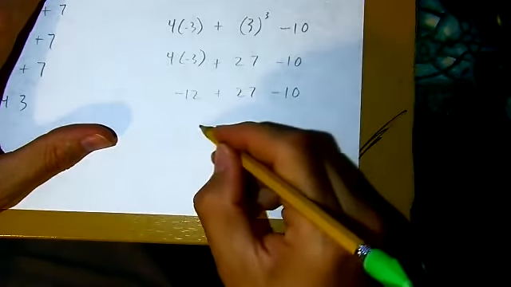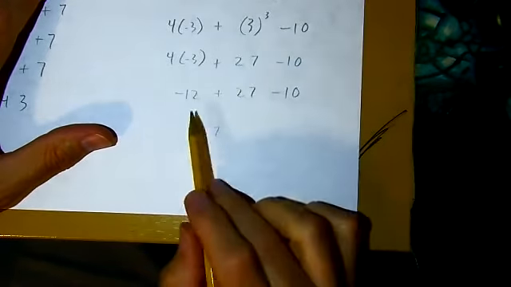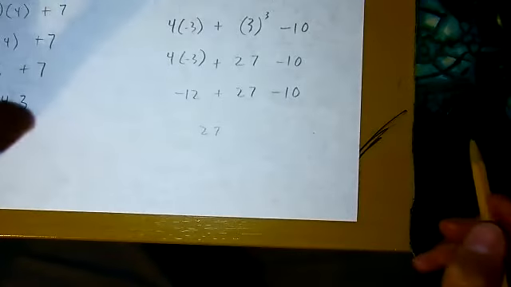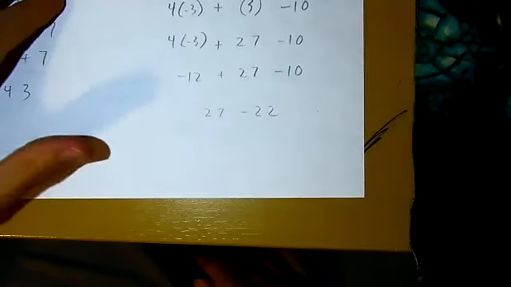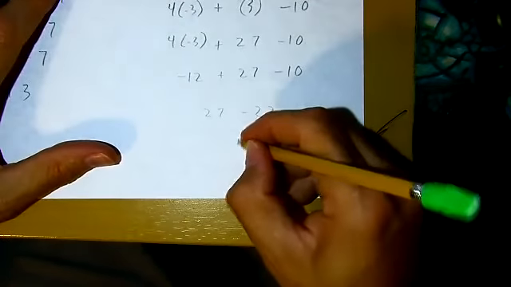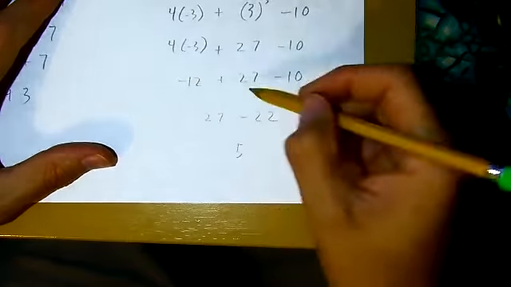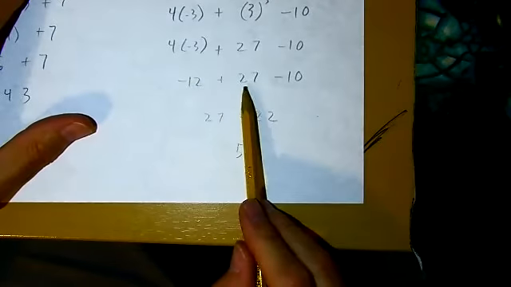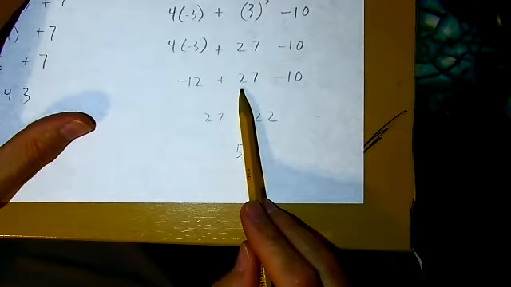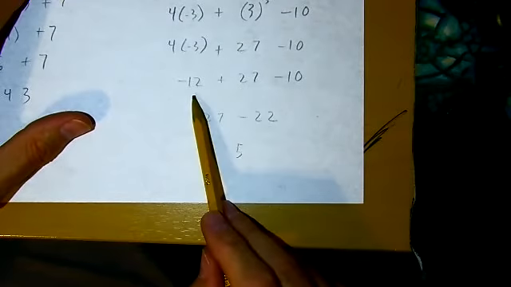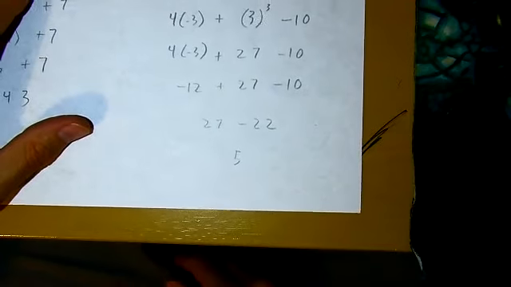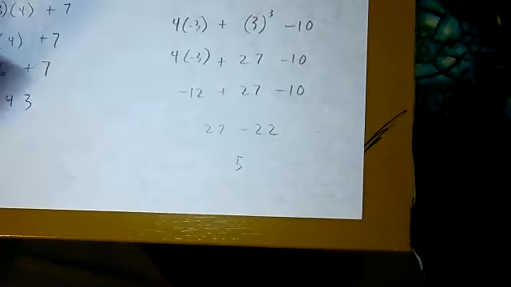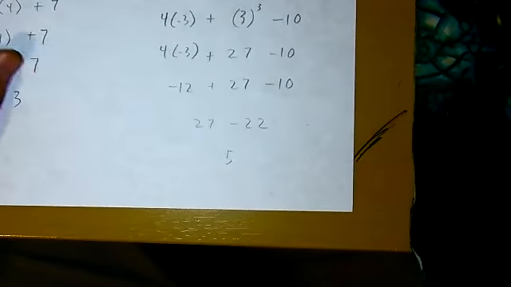So if I bring my 27 down and I add my 12 and my 10, I get 22, but that's -22. Then you can solve it like that, which gives you 5. Now if you did it left to right, you'd have -12 plus 27, which is going to end up being 15. And then you'd have 15 minus 10, which is still going to be 5. So either way, whichever way is easiest for you to do, but that way is easier for a lot of people. So we're going to try a few of the worksheets.